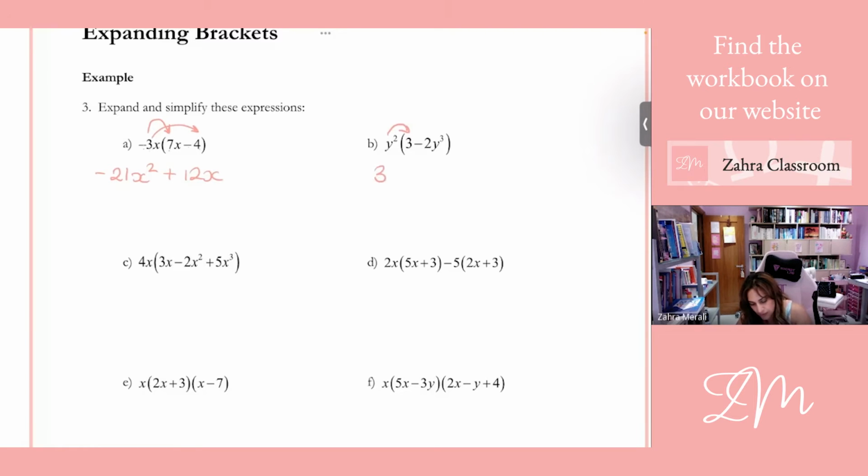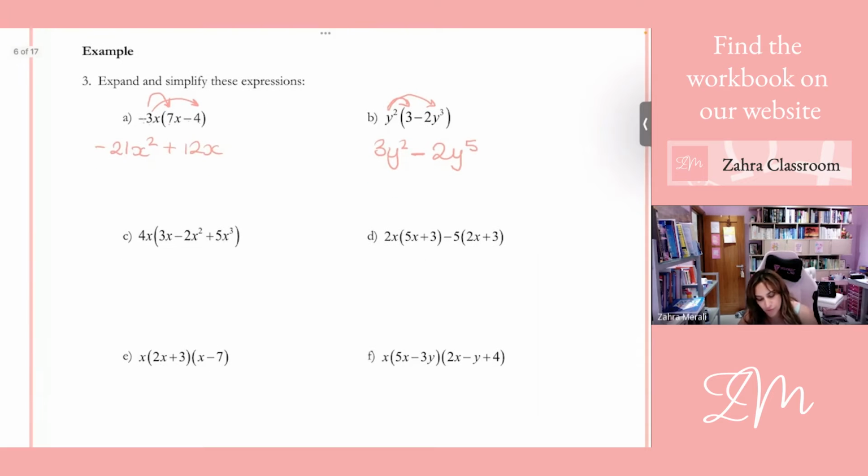Okay. y squared times what? 3. So you get 3y squared. y squared times minus 2y cubed. So I've got to put minus there. And I'm going to get 2y to the power of 5, because remember we're timesing, which is the same as adding in indices world.